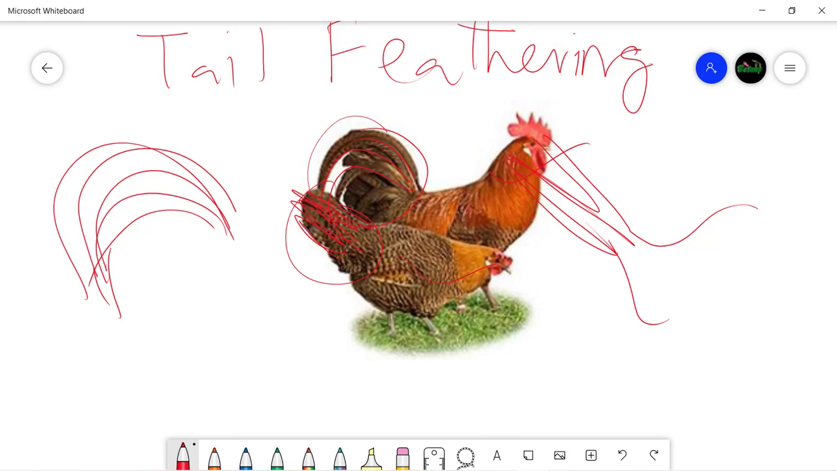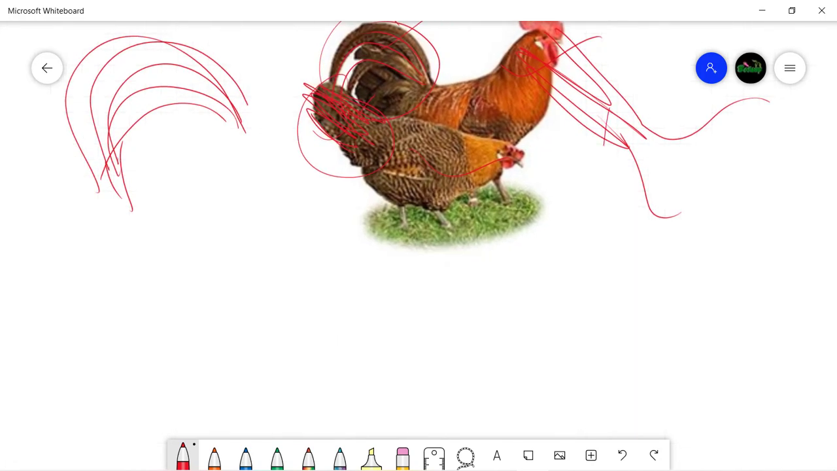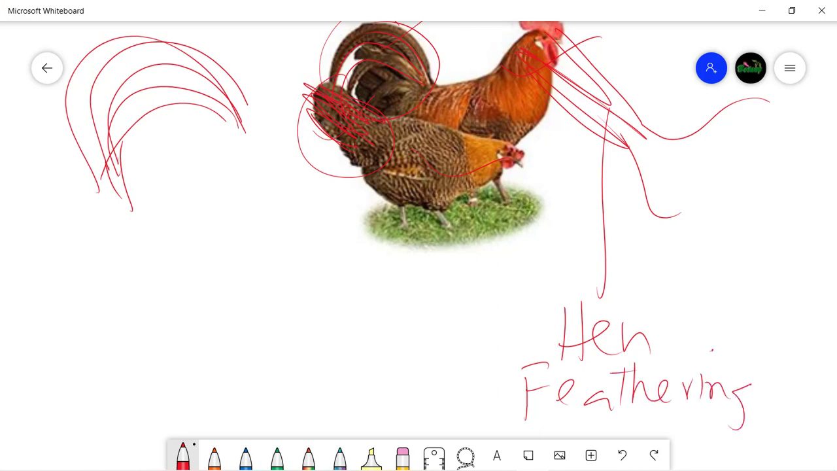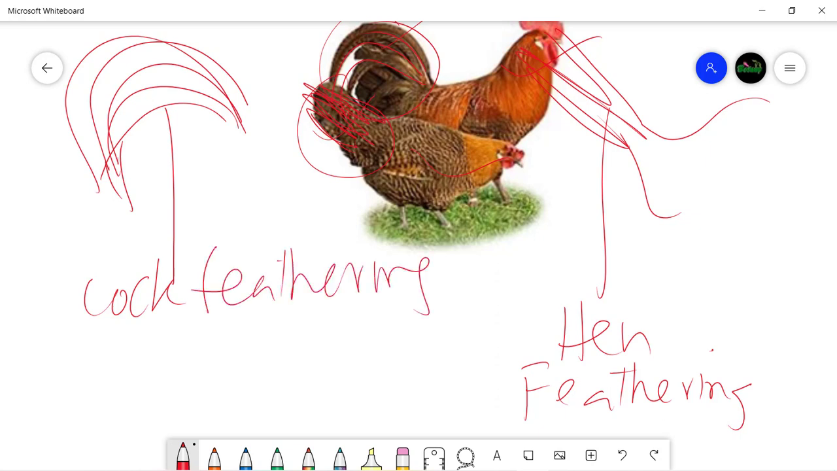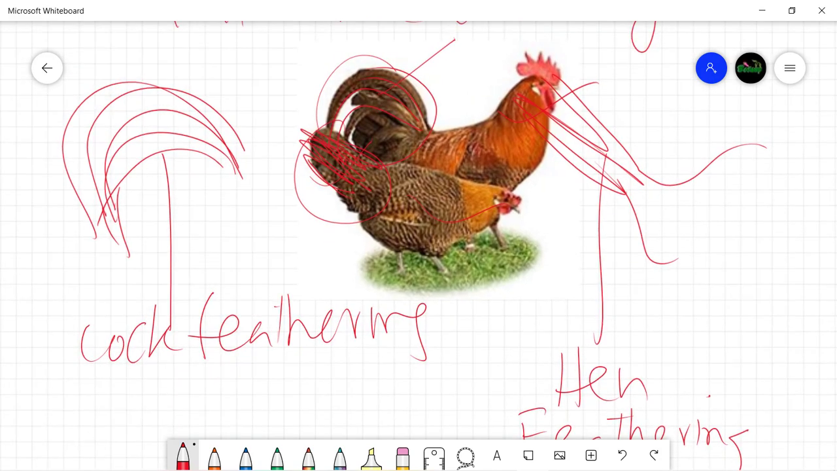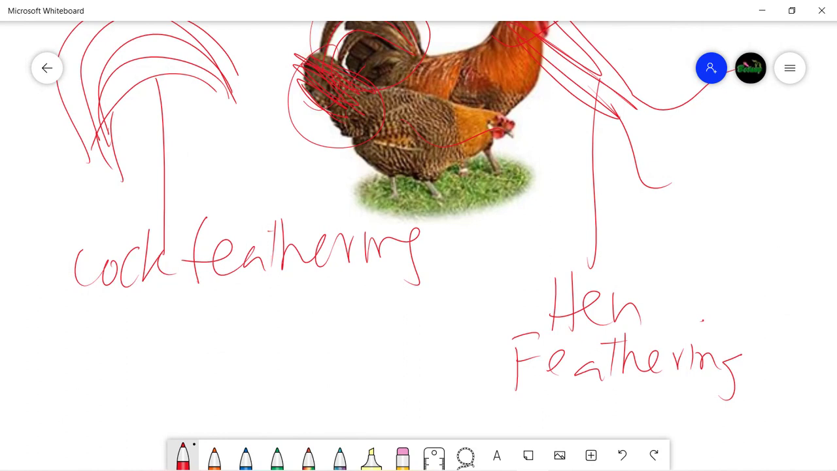So these two characters, that is the hen feathering and the cock feathering. This is known as hen feathering, in which the feathers are straight, and this is cock feathering, in which the feathers are sickle shaped, as you can see in this particular diagram. Let me show you another one.